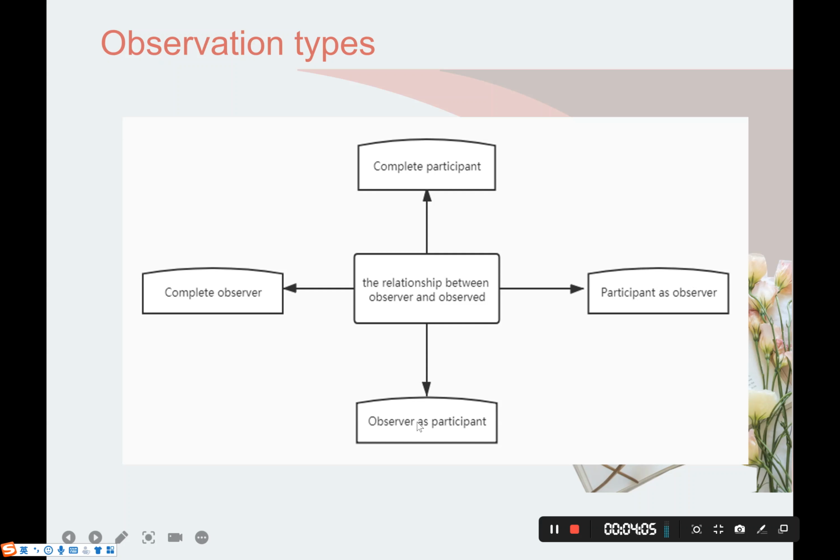Then about this type of observation, observer as participant, the researcher's observer activities are known to the group, but participation in the group is definitely secondary to the role of information gatherer. Then in this type of observation, the complete observer, the researcher is either hidden from the group or is in a completely public setting, such as an airport.